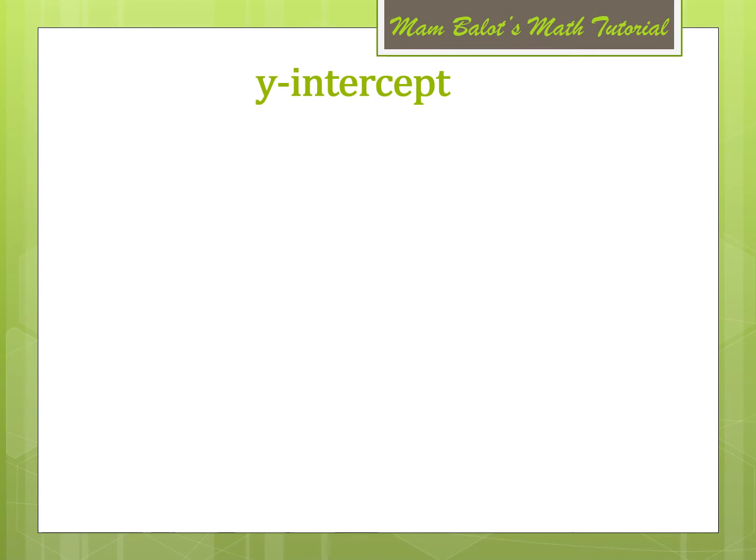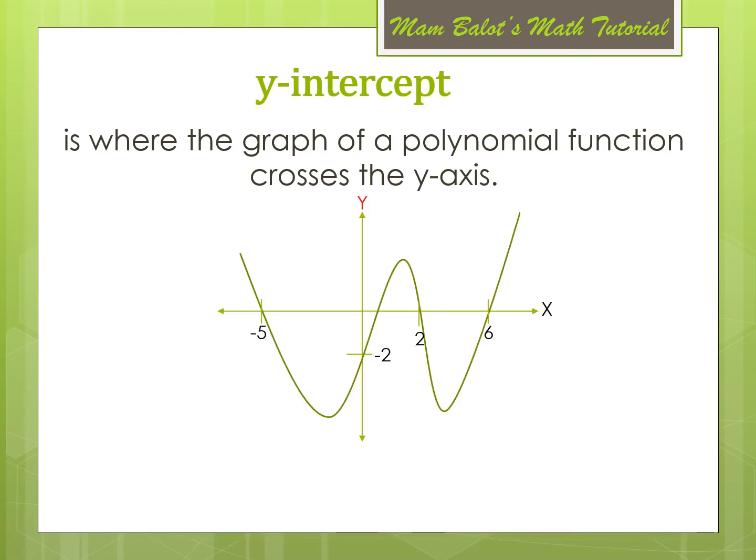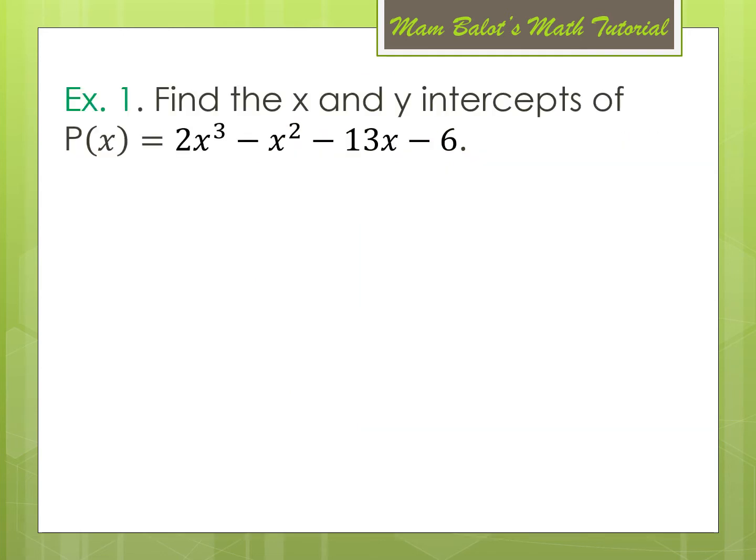And what is the y-intercept? It is where the graph of a polynomial function crosses the y-axis. So if we have this graph, our y-intercept is -2. But what if we are given the function itself and not its graph?